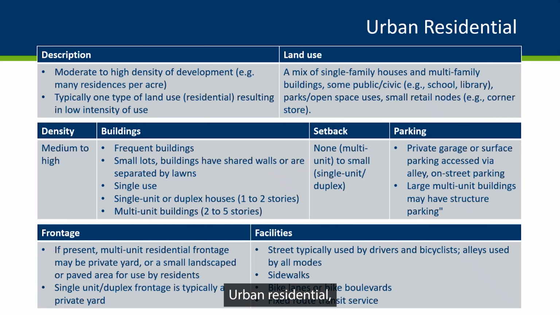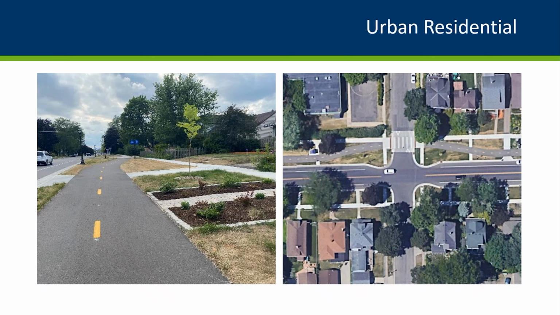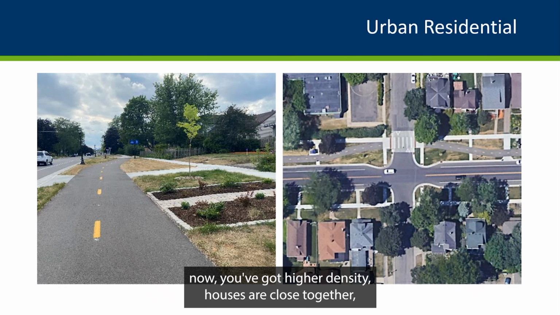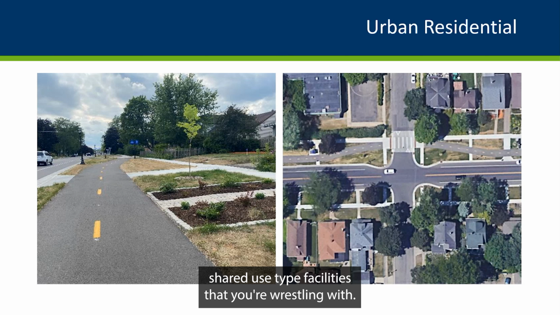Urban residential, just like Sonia just said, you've got a transportation grid. You've got higher density, houses are close together, setbacks are a little bit less, and you may or may not have multimodal shared use type facilities that you're wrestling with.